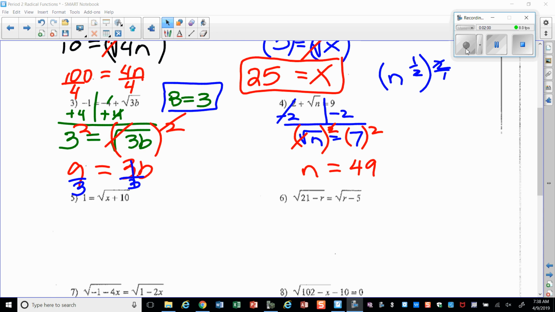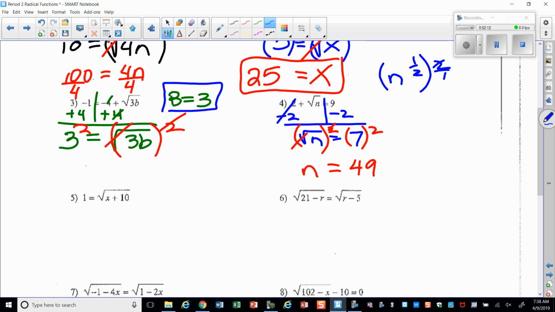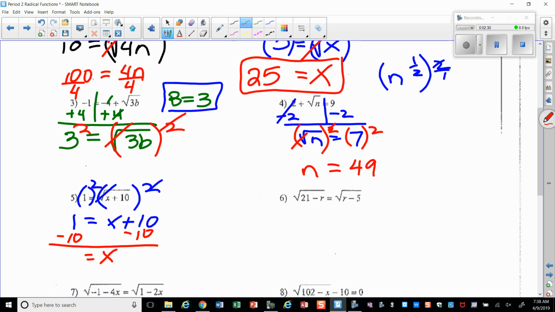Okay, for number 5, we've got that plus 10 is underneath the radical, okay? So you get rid of the radical first. So again, this would be to the 1/2 power, so I'm going to square it, and then I'm going to square the other side. So 1 squared is 1, and then when I square that, that goes away, and I have x plus 10, right? And then now I get rid of the 10 after it's not under the radical. So x equals -9, and I'll check that on Desmos.